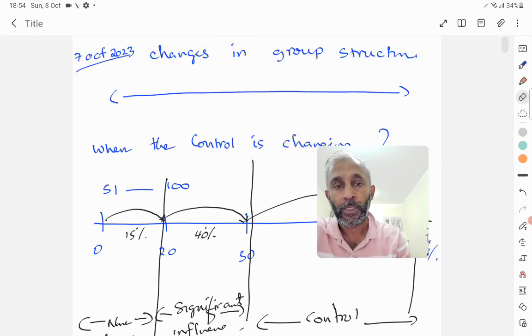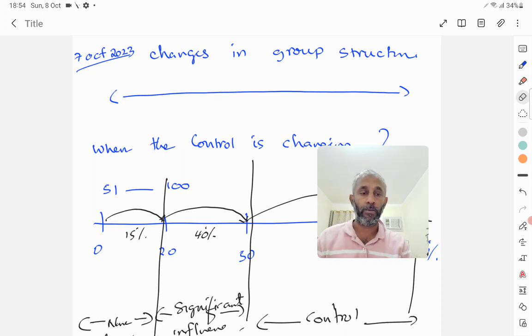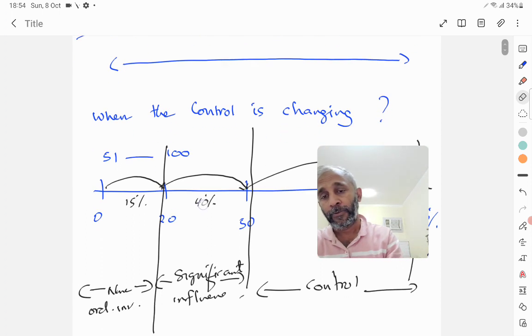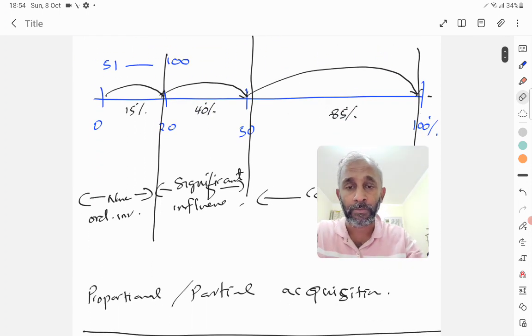What happens is, when a parent acquires a subsidiary and retains the subsidiary for several periods, and then subsequently decides to dispose of some stake in it, that becomes the changes in group structure. In order to understand that, we look into this diagram which elaborates the time frame.